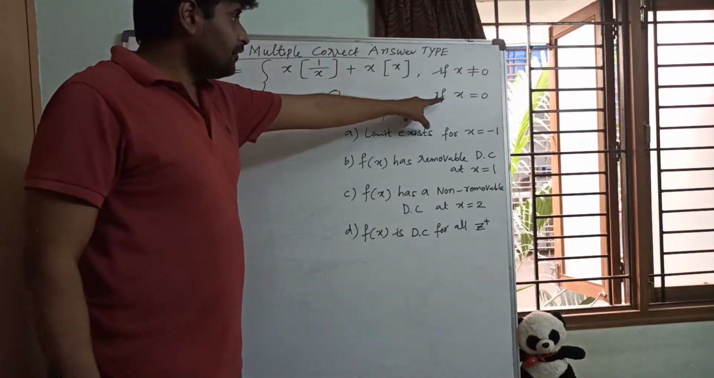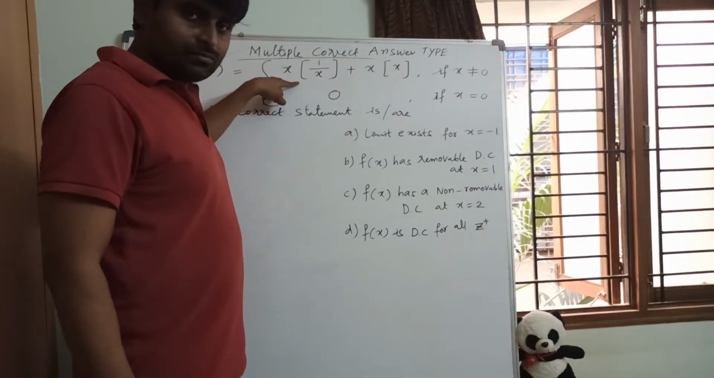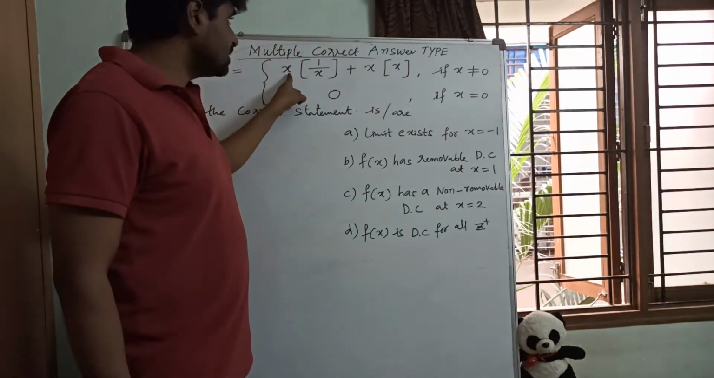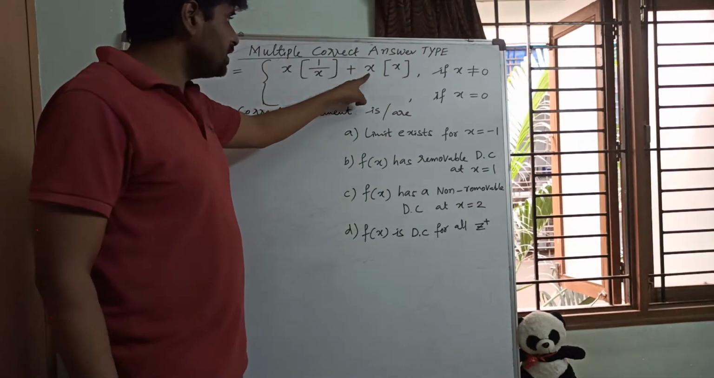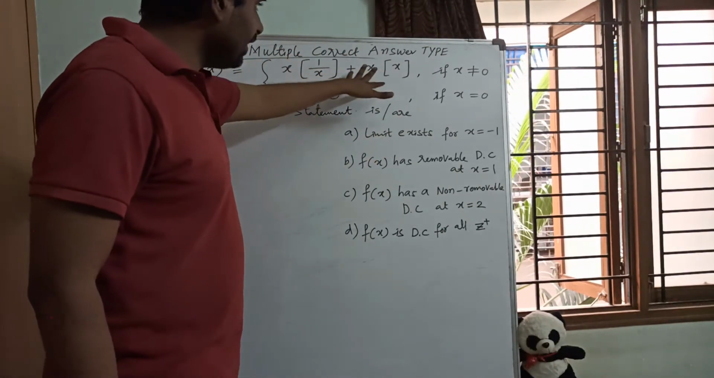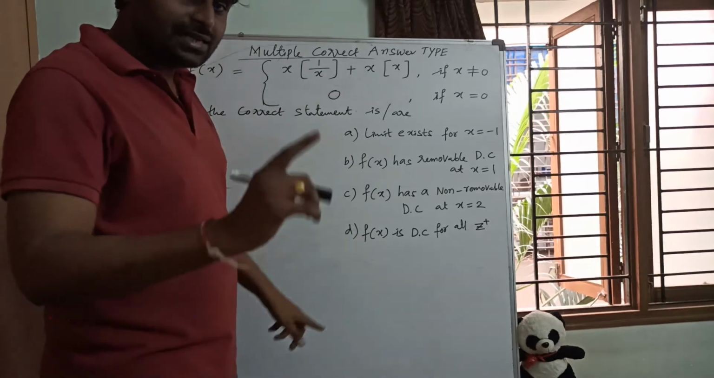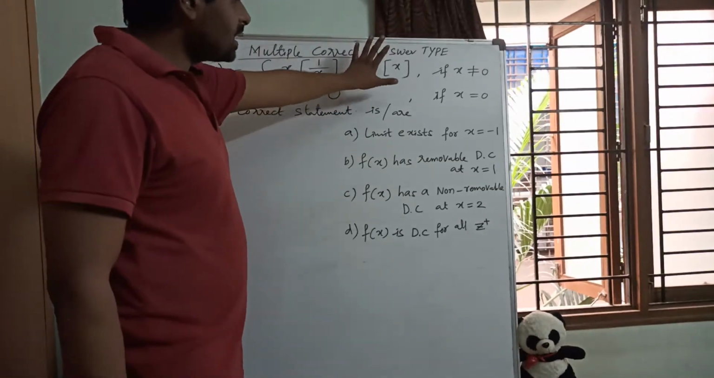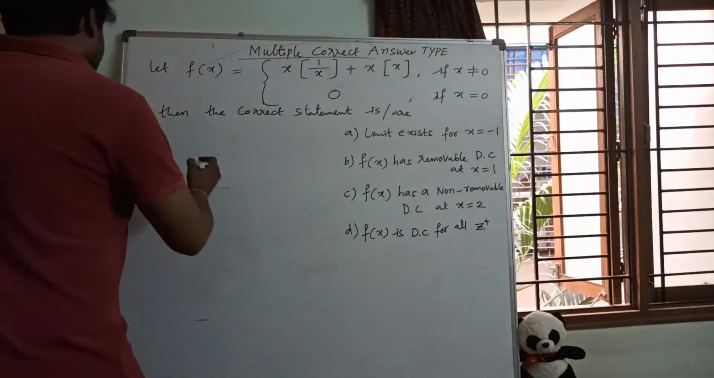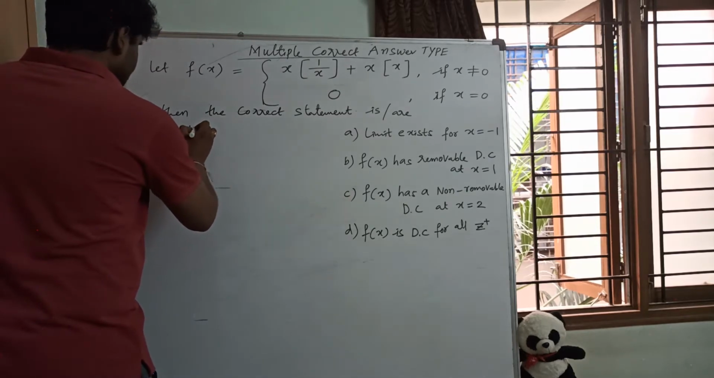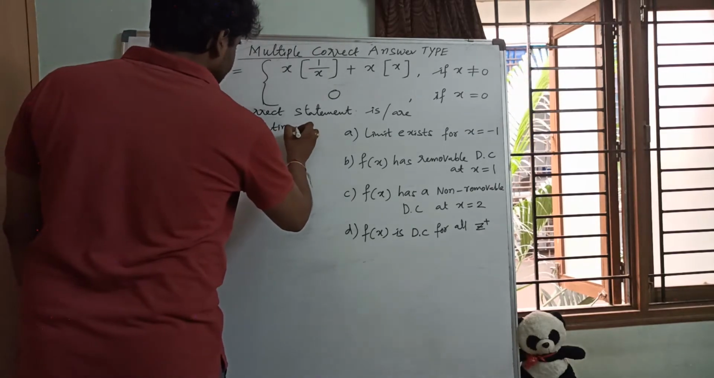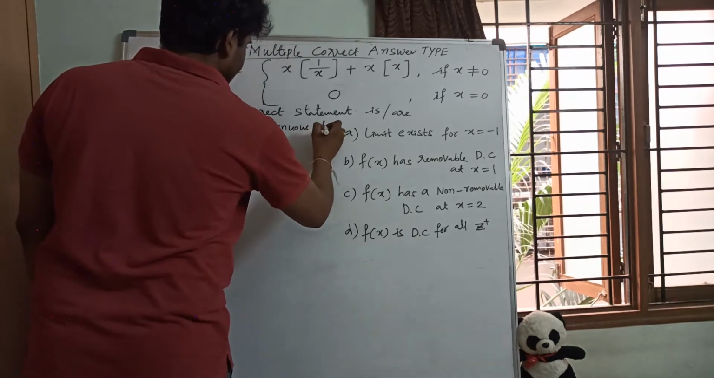Now here function value is 0, limiting value also 0, because outside x is there, inside it will be anything. But outside x, when you put 0 here, everything is 0. You consider outside x here, everything 0. That means limiting value 0, function value is 0. It is clearly observed that it is continuous at x equals 0. After that, we are going to check all of these options. First of all, clearly f is continuous at x equal to 0.